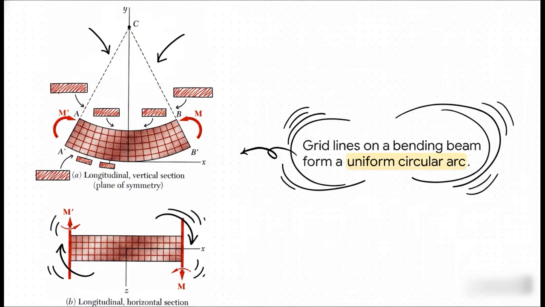Notice what happens to those perfectly square grid boxes. The beam naturally compresses at the top, meaning the squares squish together and decrease in length. Meanwhile, down at the bottom, the material naturally stretches out. It's just a beautiful geometrical transformation.